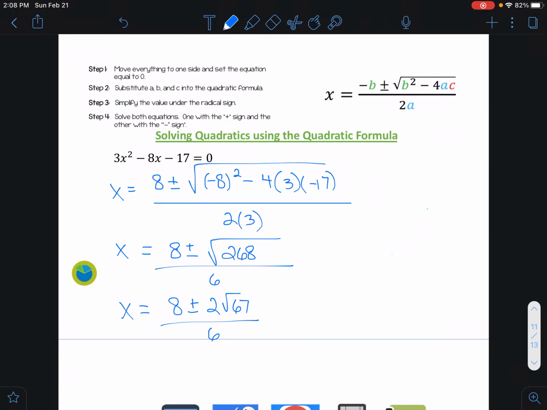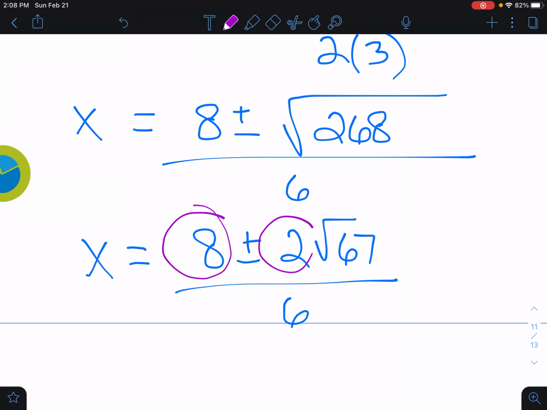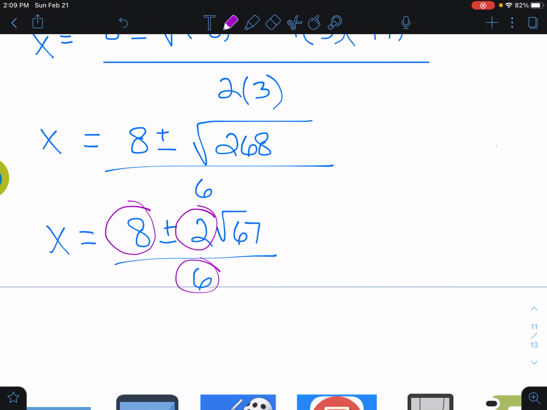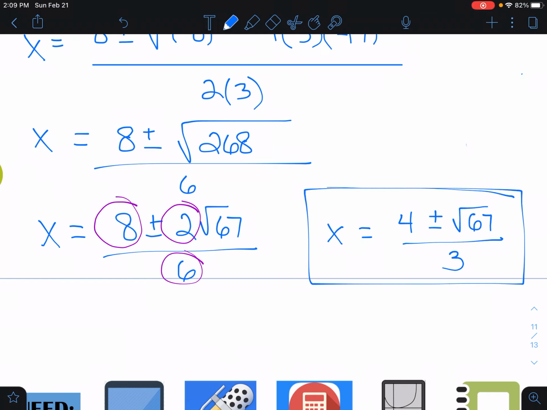You always want to double check to see if there's a number that will go into these 3 numbers right here. Now it has to go into all 3, not just 2 of them, all 3 of them. Now you'll notice 2 goes into all of those, right? So I'm going to reduce this by dividing each of those by 2. So 8 divided by 2 is 4. 2 divided by 2 is 1, so I don't need to write a 1 in front of the square root of 67. I'm just going to write that. And then 6 divided by 2 is 3. So you can just leave your answer right there if you get that situation.